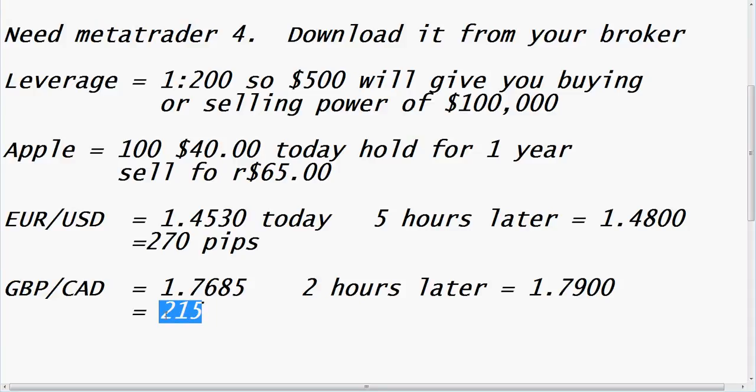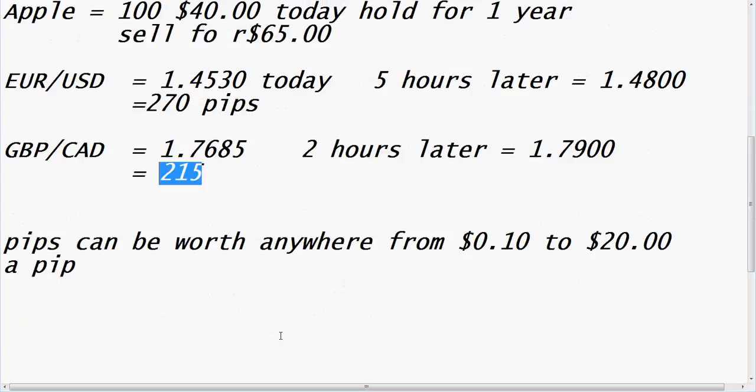I don't know if you get me. You subtract one from the other. Anything after the point, you subtract it. 215 pips. If you had bought the GBP CAD pair at 1.7685 and you held it for 2 hours and then decided to sell it back at 1.7900, you would have made 215 pips at either 10 cents, or $10, or $20 a pip. That's how it works. Alright? Well, I think I covered that already. A pip can be worth anywhere from 10 cents to $20 a pip.